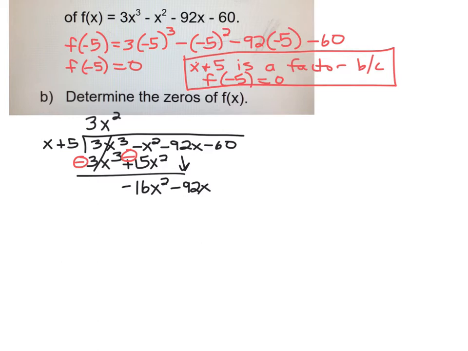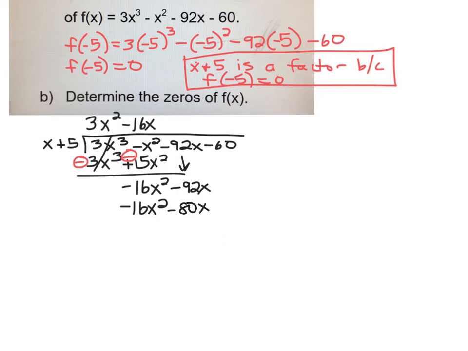All right, so we're going to start the process again. I look at my first term on the outside of the division bar and my first term underneath the division bar. And I say, well, what do I multiply x by to give me negative 16x squared? Well, negative 16x, so I'm going to put a negative 16x up here, and then let's distribute. Negative 16x times x is negative 16x squared, and negative 16x times 5 is negative 80x.